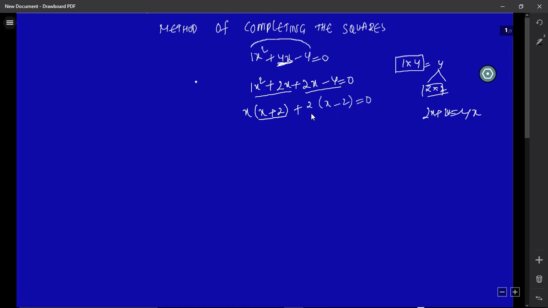Now these two terms are not equal. This is x plus 2 and this is x minus 2. They are not equal, so we won't be able to proceed with the factorization method. So for reasons like this, where we cannot find the roots of a quadratic equation using the factorization method, we have a fallback method: the method of completing the square. Let us go ahead and learn this method.